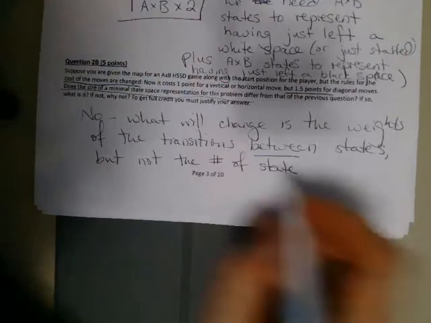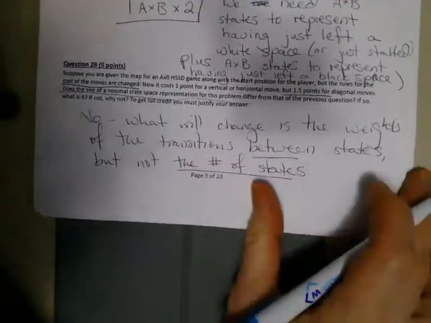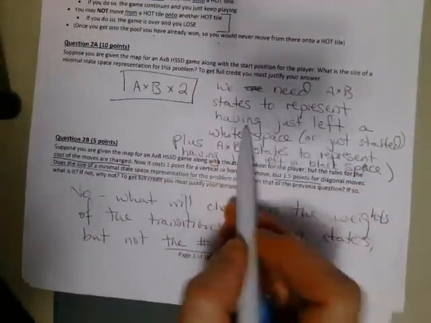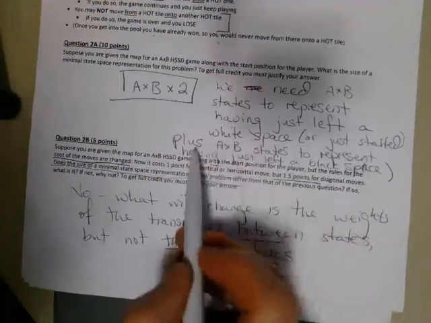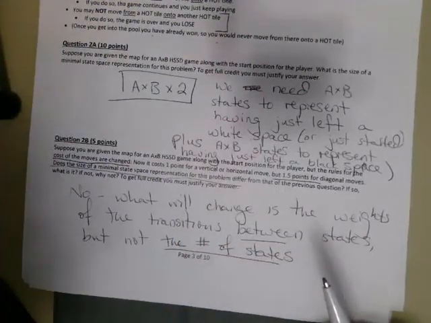The transitions that you make, but really what we care about is the number of states. So we'll just leave it as that. And just to explain this a little bit better, we need A by B states to represent having just left a white space or just started, plus A by B states to represent having just left a black space.